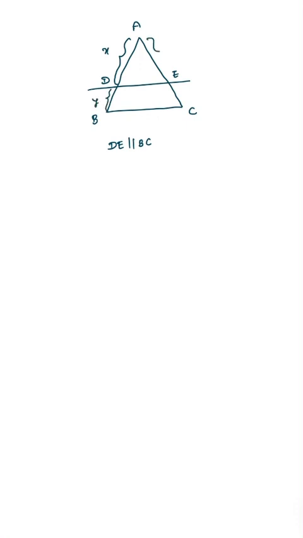So here we are considering a triangle. Let's say this triangle is ABC and we have a parallel line to BC, which is DE. The given condition is DE is parallel to BC. AD is x and BD is y. AE is g and EC is w. We have to prove that x by y is equal to g by w.